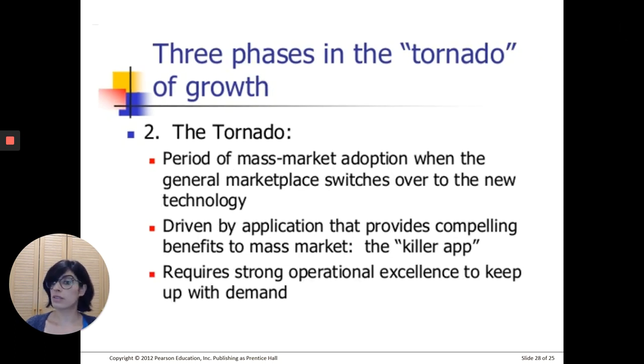The second phase is the tornado itself. This is the period of mass market adoption when the general marketplace switches over to the new technology. It is driven by an application that provides compelling benefits to the mass market. So it's a killer app, it's going to do everything you want. And it requires strong operational excellence to keep up with demand. So this is the time when you are flying, your product is making it out the door very quickly, but you actually have to keep a handle on servicing your customers to make sure that they are saying good things, leaving good reviews, and talking about your product in the market to actually make it be adopted more.